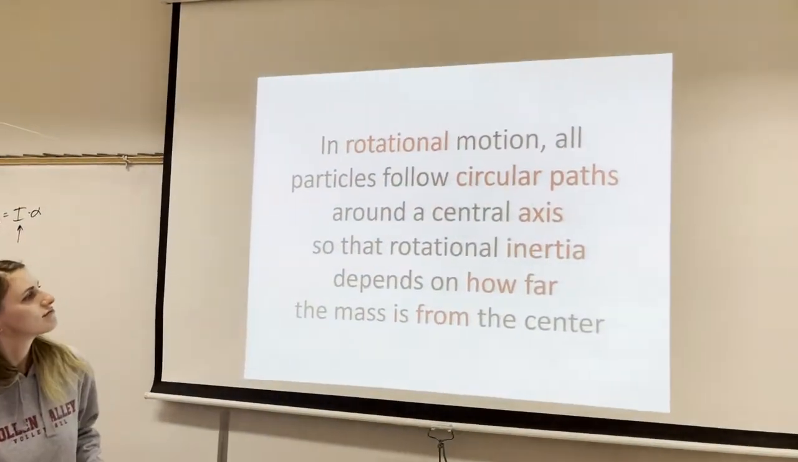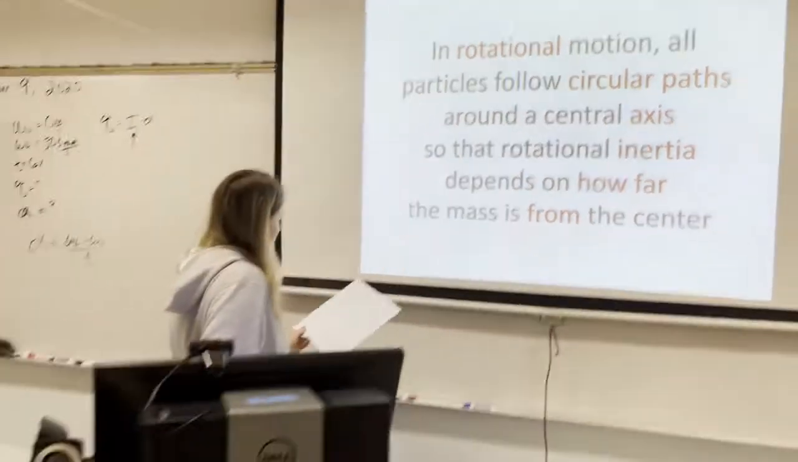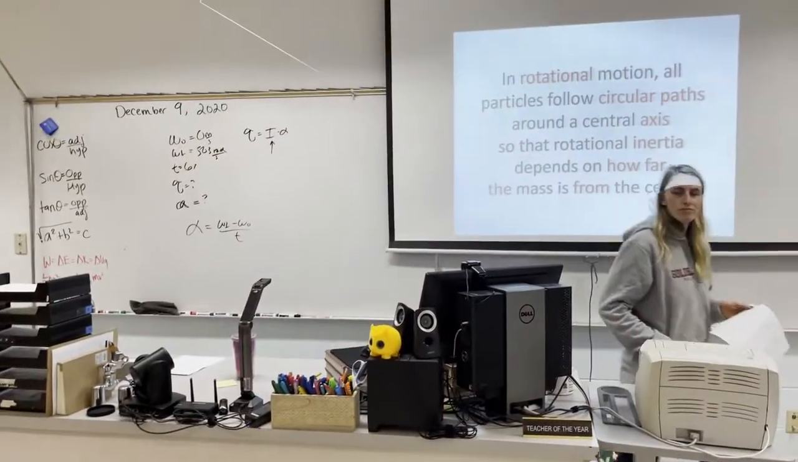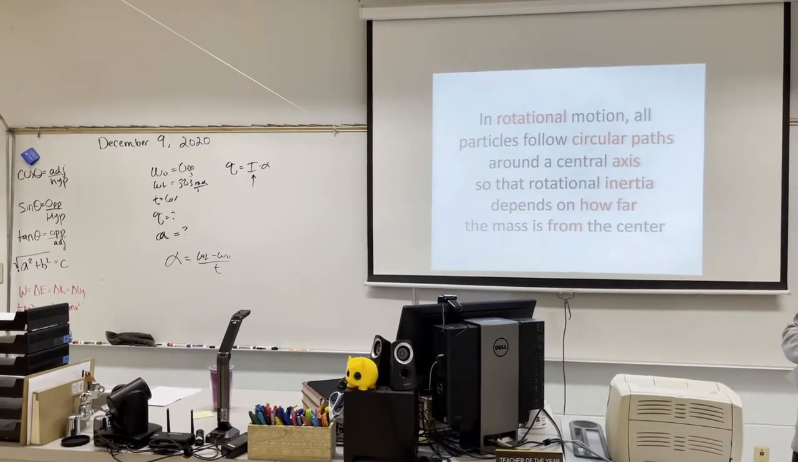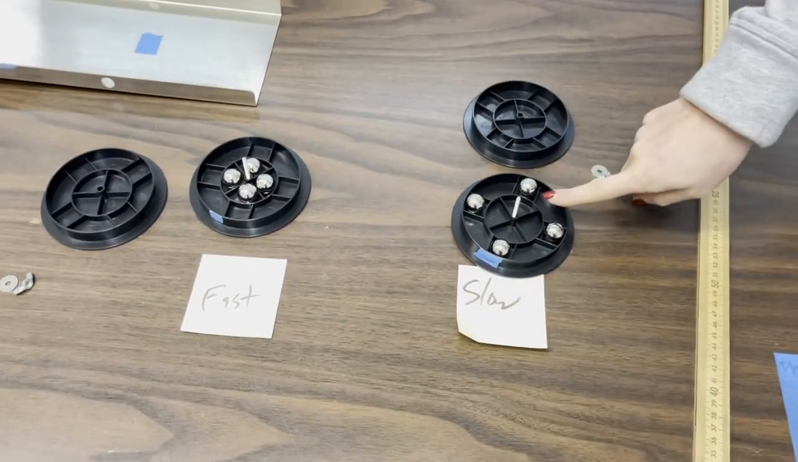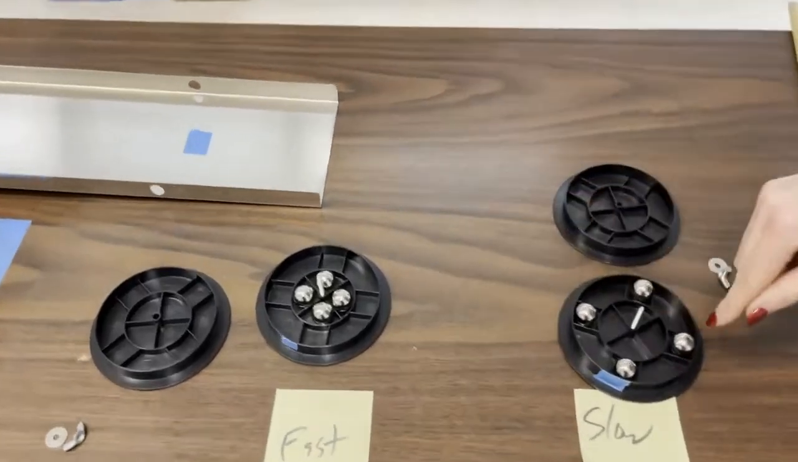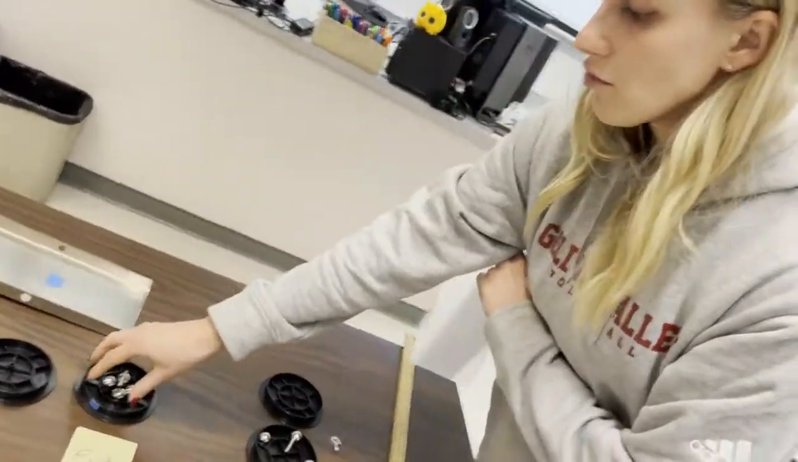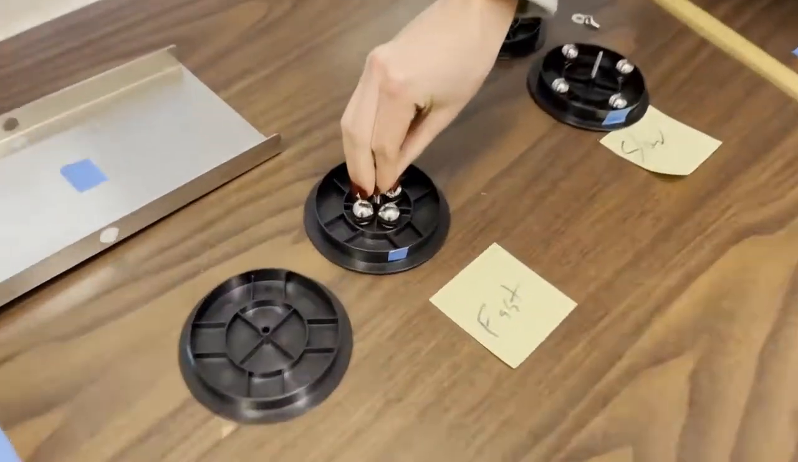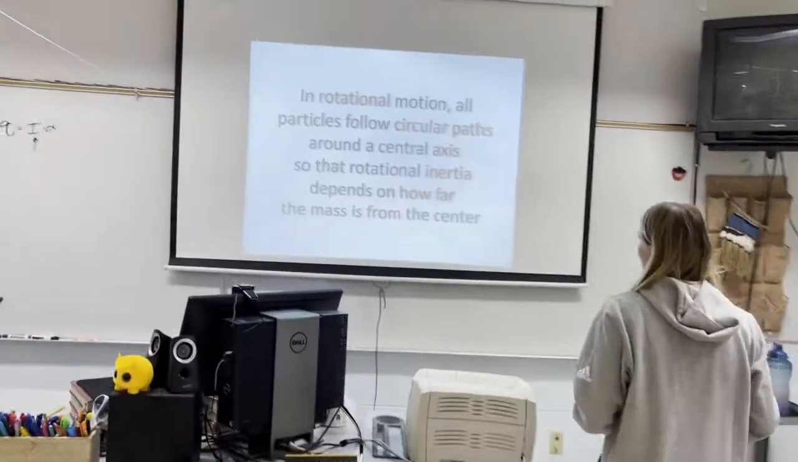What's the relationship? Because we've got the same masses here, so how does distance relate to more or less rotational inertia? The further it is, the more rotational inertia it has, because it went slower. Resistance to change in motion. We saw that. The closer in it is, the less rotational inertia it has. That was the faster one. Cool. Good point. I'm glad you pointed that out so I can say it.